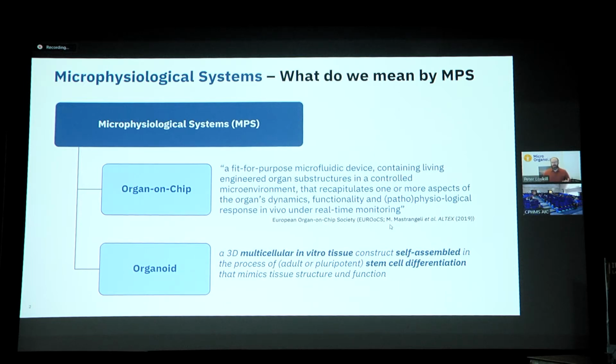The organoid is more, let's say, the developmental biology approach. And both are something we count as microphysiological systems. I'm going to be talking about the organ-on-chip, but I'm also going to show you how we use organoids in organ-on-chip systems to bring them to the next level.